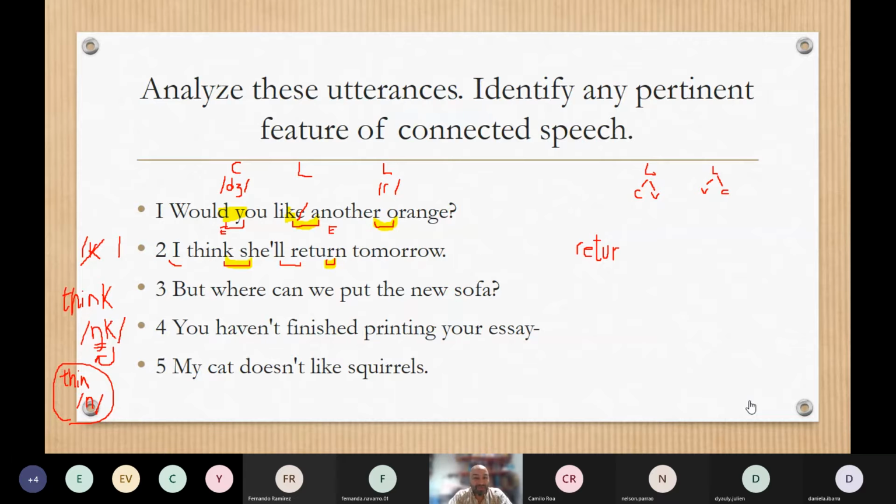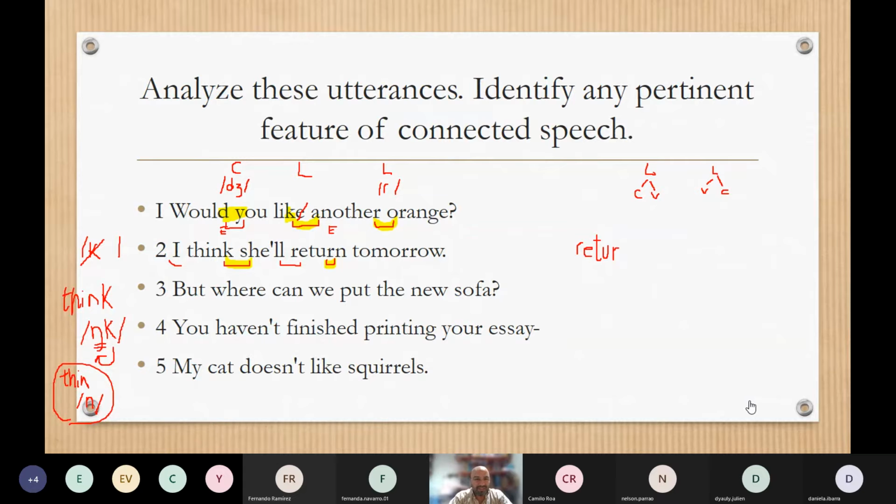So that's a question for everyone. But where can we put the new sofa? What's going on here? Remember that what we're doing is an analysis, right? We're analyzing these utterances, finding the features of connected speech.